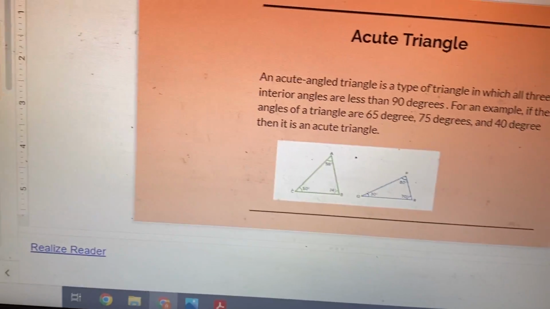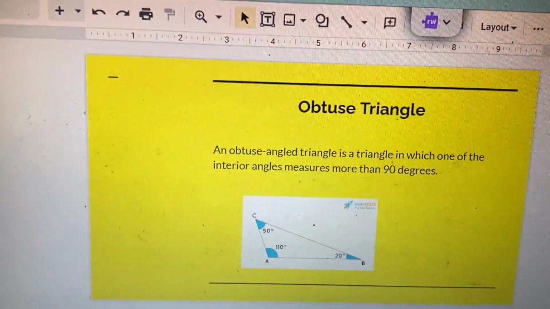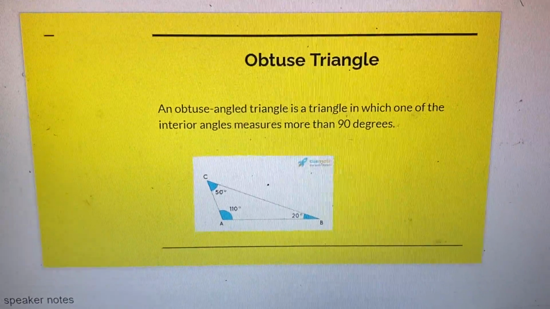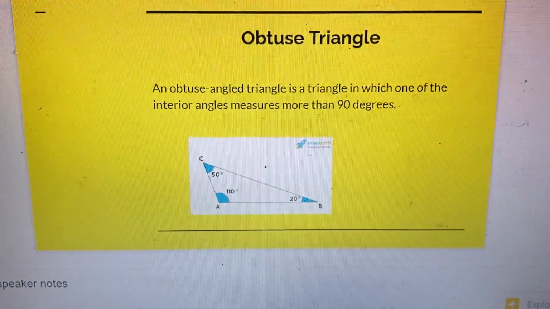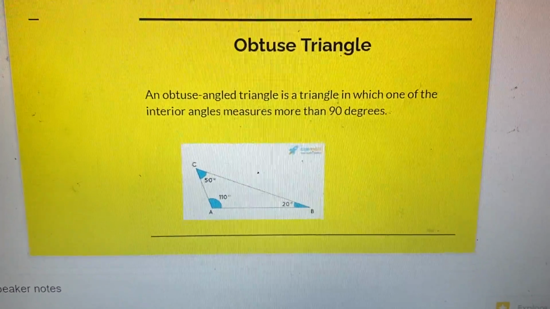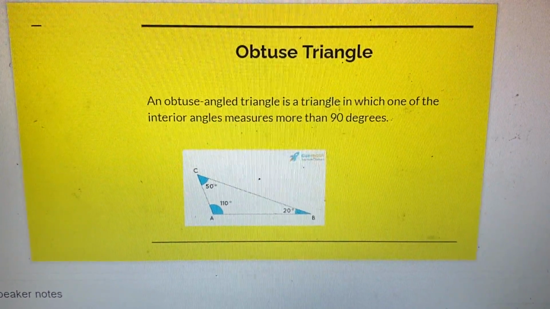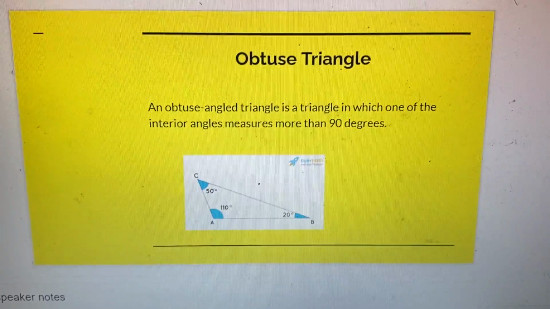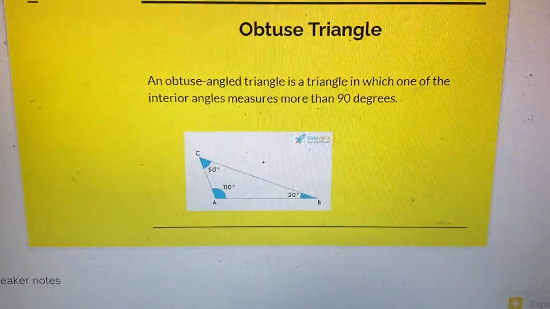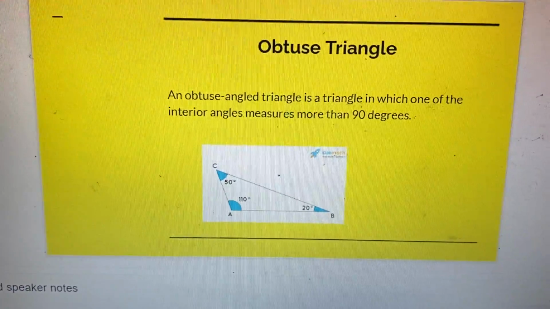Now I would like you to look at the obtuse triangle. Look at the numbers of the degrees in the different corners of the interior angles. An obtuse triangle has only one interior angle that measures more than 90 degrees. So you have 110, and then one angle is 20, and the other angle is 50, and this is considered an obtuse triangle.